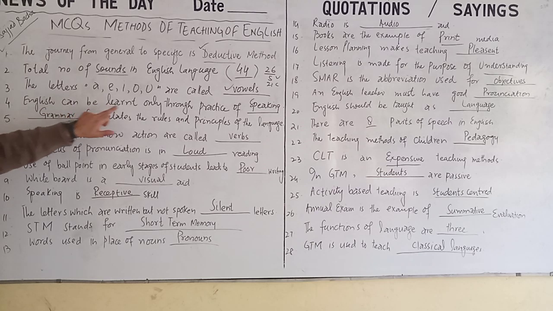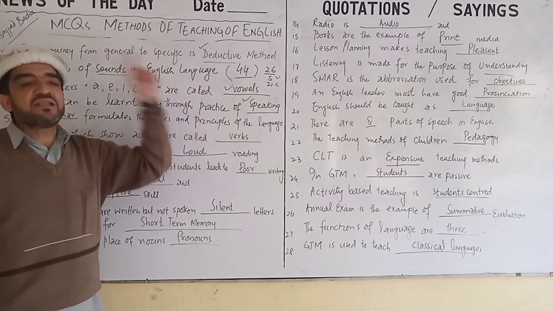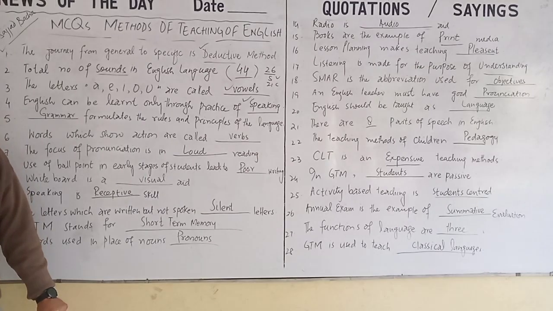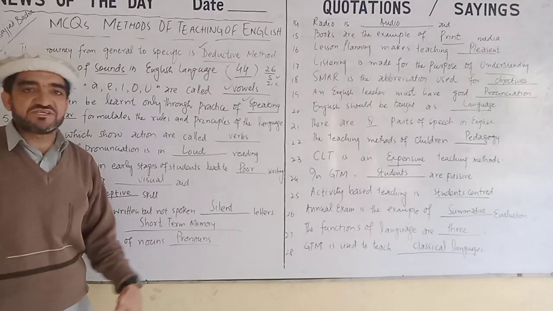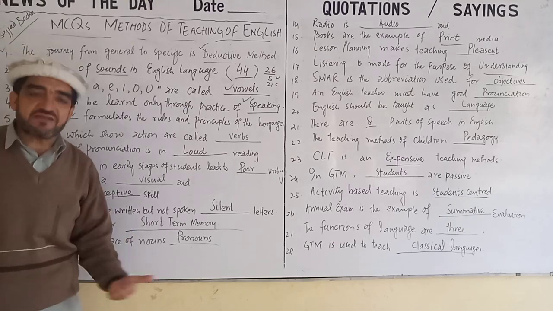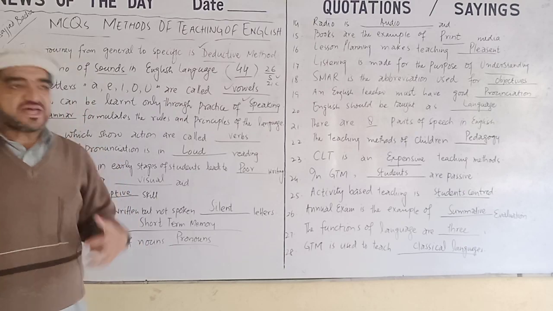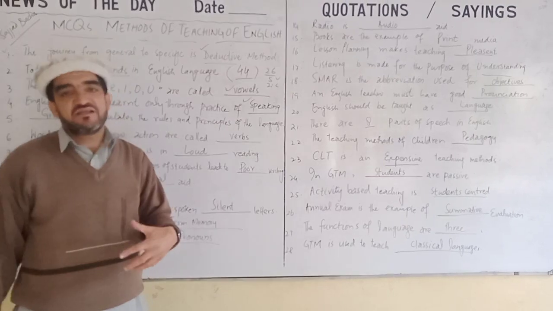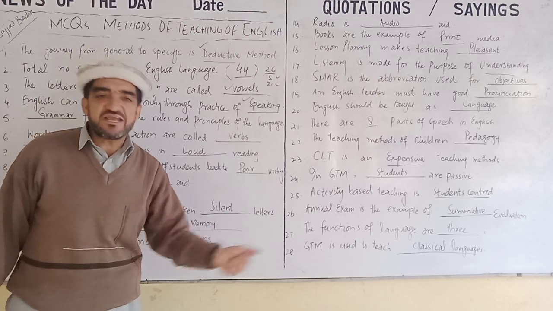English can be learned only through the practice of speaking. This is the main weak area of English in our country, because in our country English is taught as a subject and it should be taught as a language. Whenever a subject is taught as a language, the focus will be on the development of speaking and listening skills. When it is taught as a subject, then the focus will be on reading and writing.